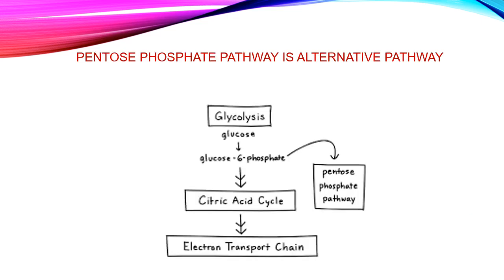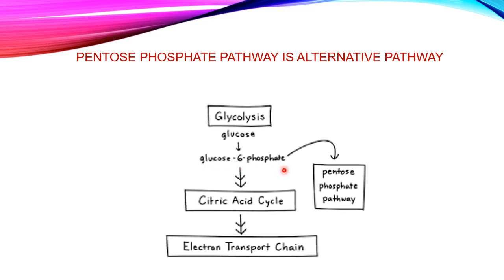Okay. So now, students, let's understand that pentose phosphate pathway is an alternative pathway. Generally, we know that in glycolysis, glucose is converted into glucose 6-phosphate. This is the first step of glycolysis. With the enzyme hexokinase, one ATP molecule is used over here to phosphorylate glucose into glucose 6-phosphate, so that glucose 6-phosphate is captured within the cell and it does not leave the cell easily.